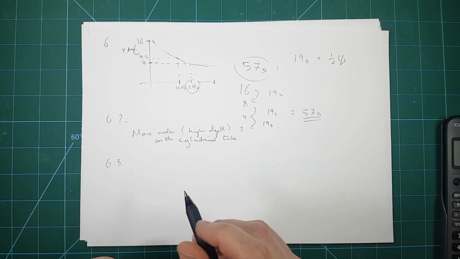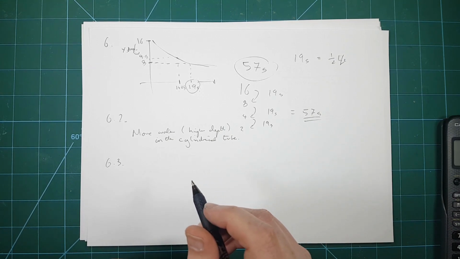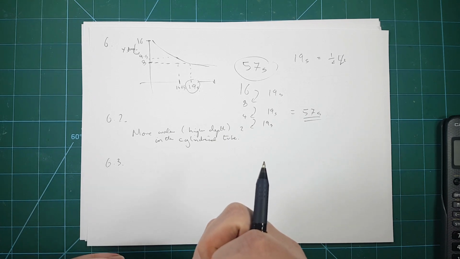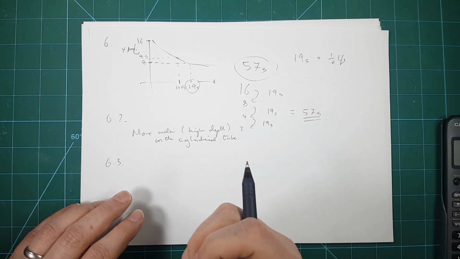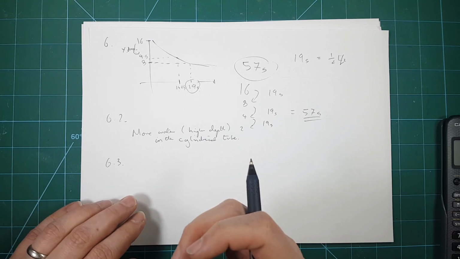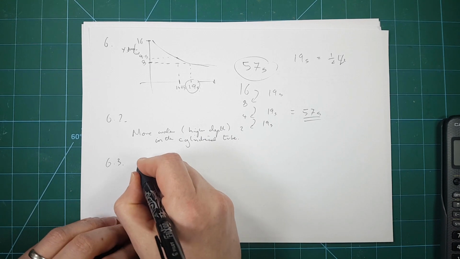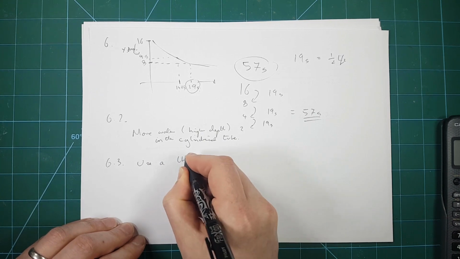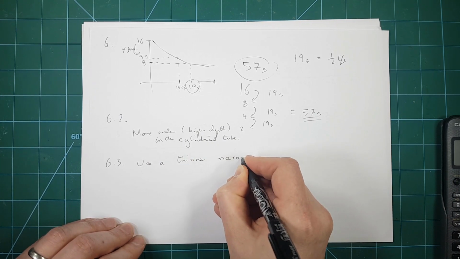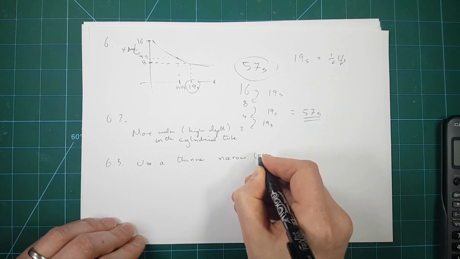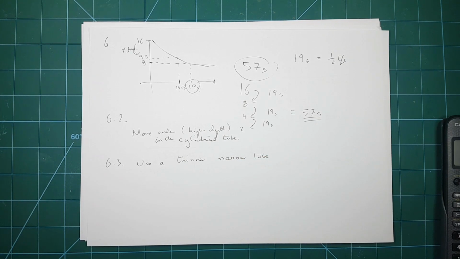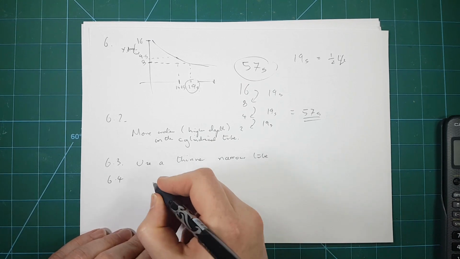Well, for this one, we need to make it so that the water flows out less quickly. So the easiest way to do that I thought was use a thinner, narrow tube. But there are other ways. You could, for instance, tighten the tap a little bit as well. That would also work.